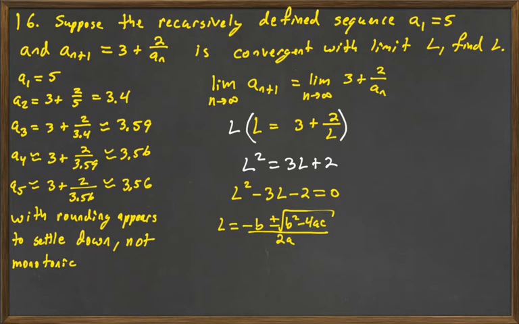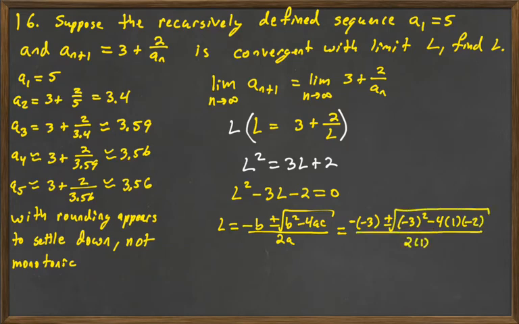All right, so moving along. This is going to be -3 plus or minus the square root of -3 squared minus 4 times 1 times -2, all over 2 times 1. So 3 plus or minus 9 plus 8 over 2. So 3 plus or minus the square root of 17 over 2.